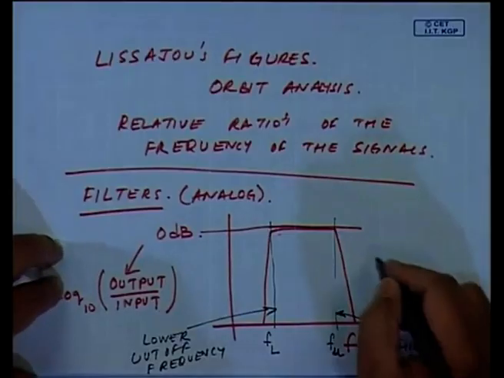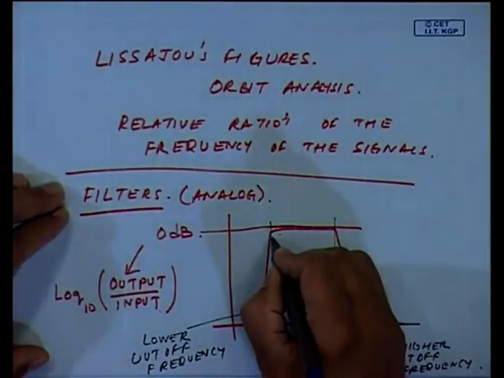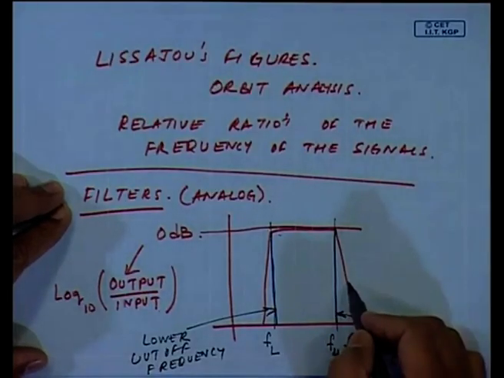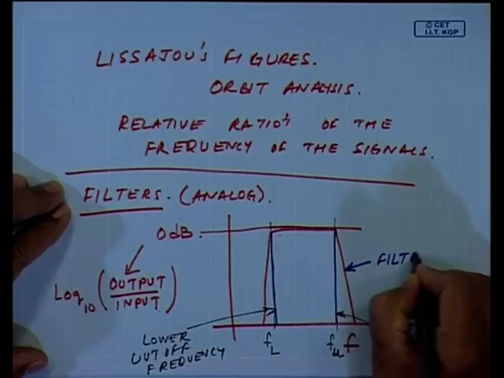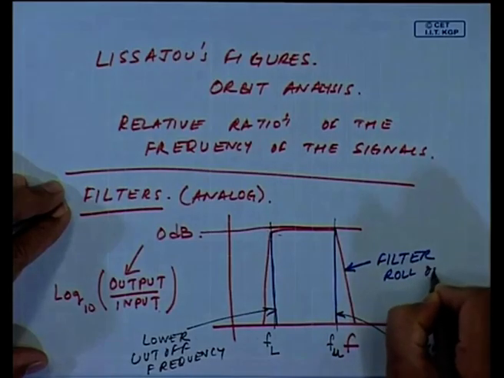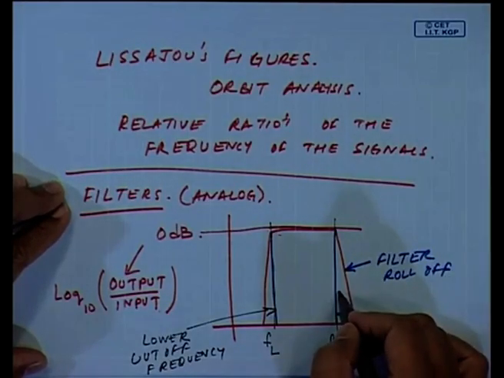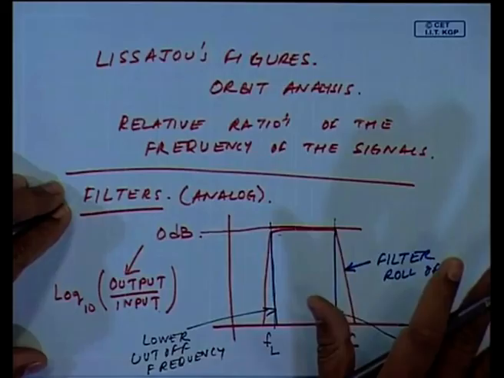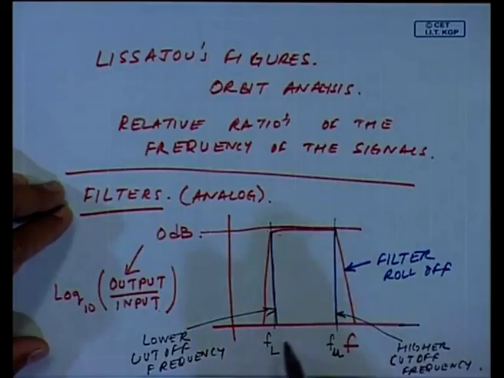Now, an ideal filter, what would happen in an ideal filter? This should be very sharp. But this does not happen, it takes certain other frequencies, because of what is known as the filter roll off, and this depends on the order of the filter. I can have a sharp band, or a steep one, depending on the order of the filter. We will not discuss this in detail, but such filters are available in the market, wherein I know the lower frequency and the higher frequency.